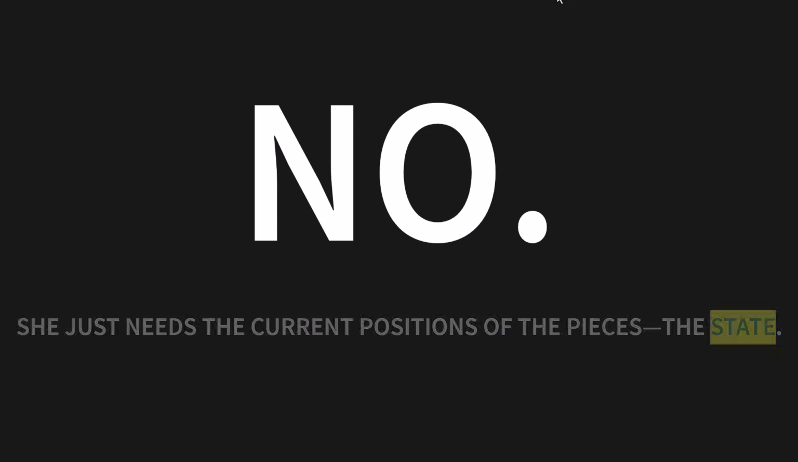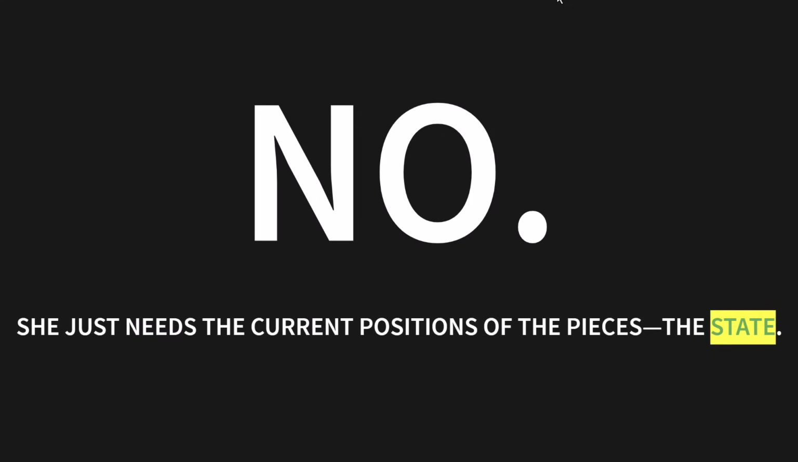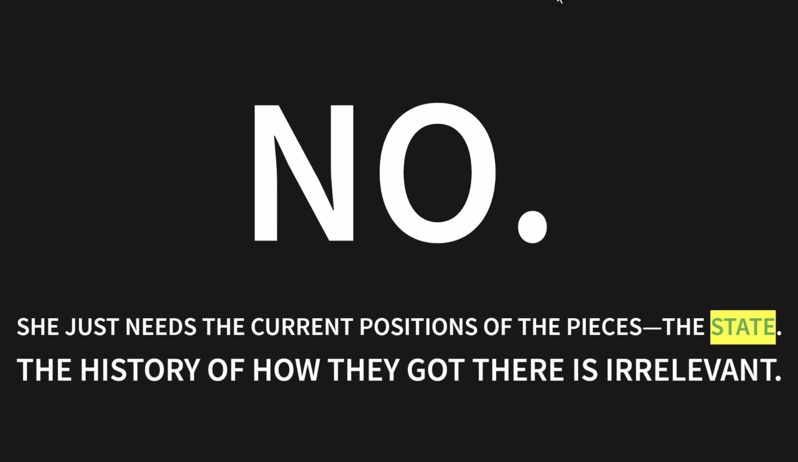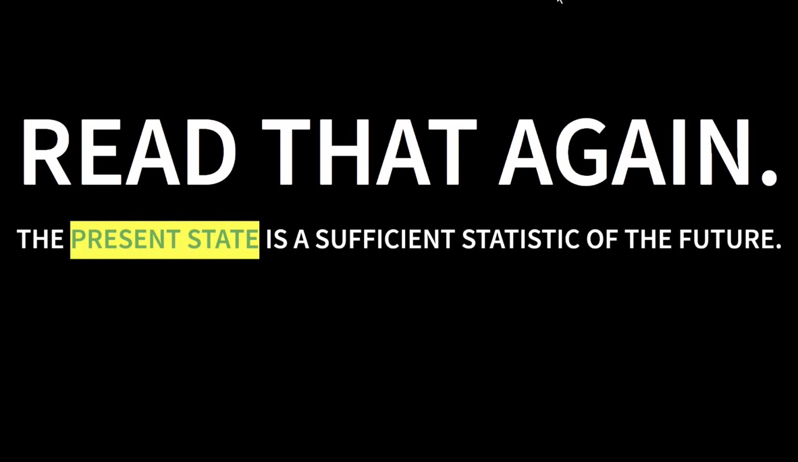The current positions of the pieces, the state, contain all the information she needs to play optimally from this point forward. The history of how the pieces got there is completely irrelevant. This is the hack. This is the big idea. The future is independent of the past, given the present. Think about that for a second. The present state is a sufficient statistic of the future. It screens off the past.